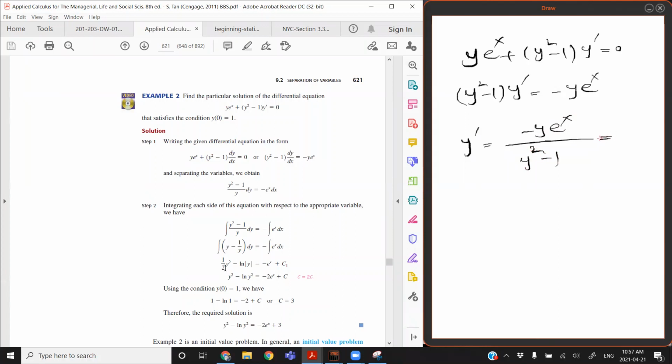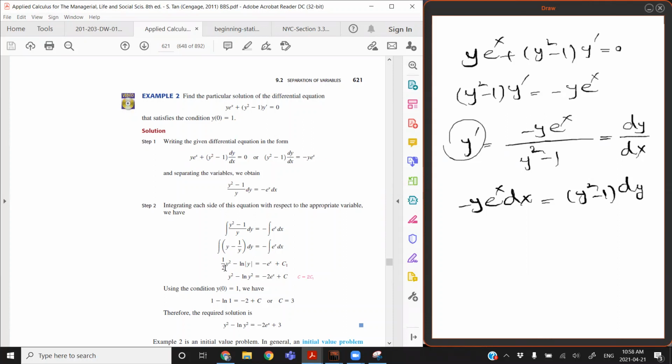And I can now replace y prime using Leibniz notation with dy over dx. And I can do the cross multiplication now. So minus y e to x dx is equal to y squared minus 1 dy. Everything's good so far? I isolated my y prime, and then I replaced y prime with dy over dx, and then I cross multiplied.